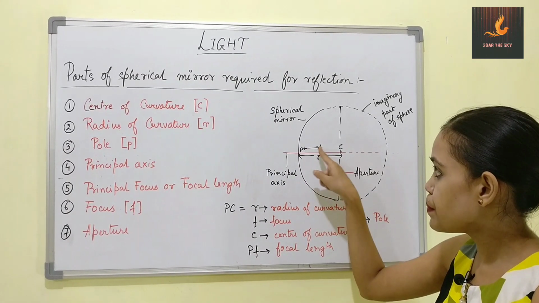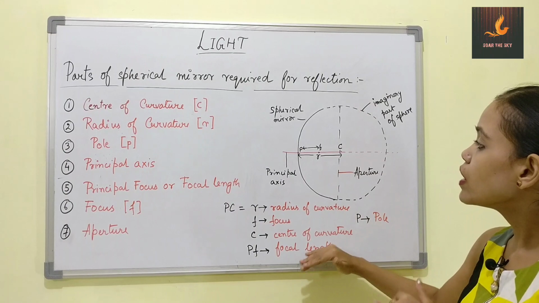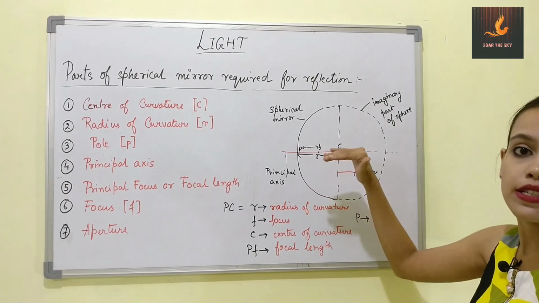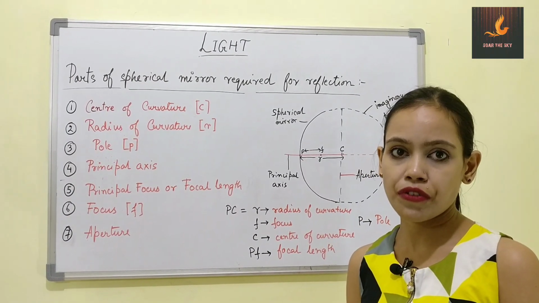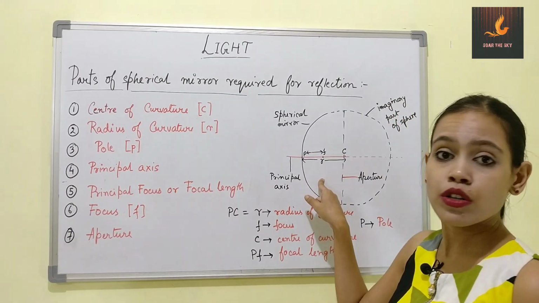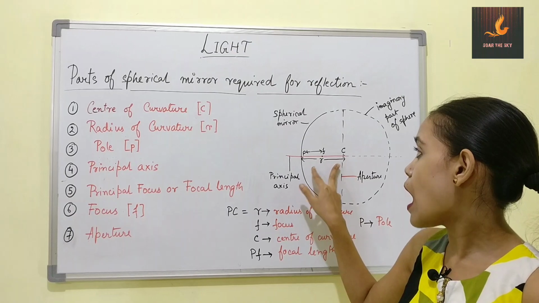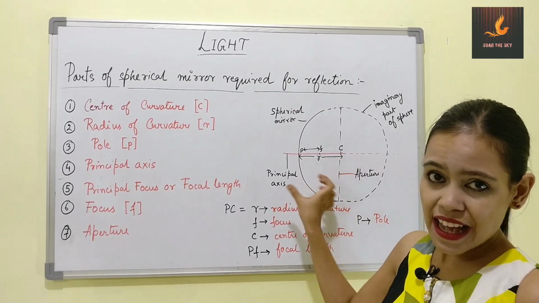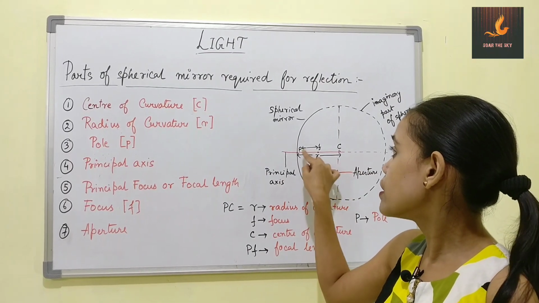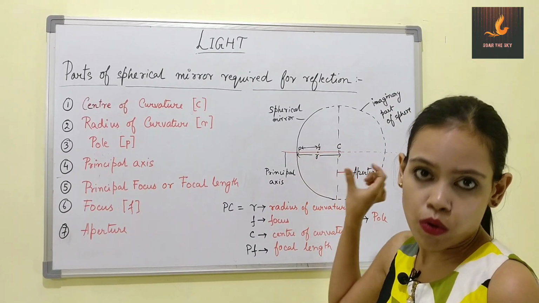It's denoted by PF over here. Focal length, as we can see in the diagram, will always be half of the radius of curvature. Keep this in mind. You can also see this diagram. This is R, or radius of curvature, PC. The exact half of that figure is PF, which is focal length.